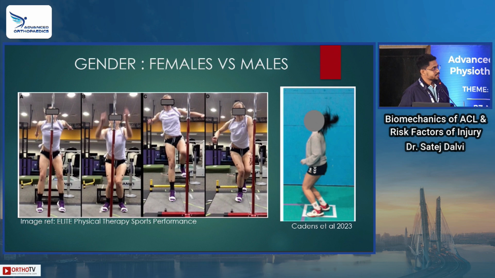If you can appreciate the female in the sagittal plane, you can see that there is a more upright trunk when she's landing. There are lesser hip and knee flexion angles, which means that she's going to have a more quad-dominant pattern of landing. You can appreciate in the frontal plane, there is that dynamic knee valgus that everyone talks about, and that probably comes from poor hip control in the frontal plane. What we've observed is there is lesser and later gluteal activation in females, which probably predisposes them a little more.